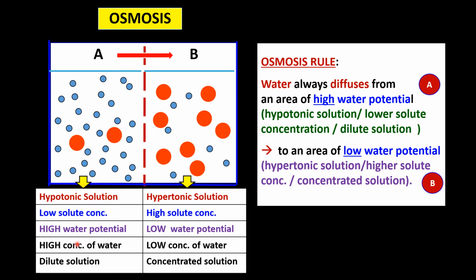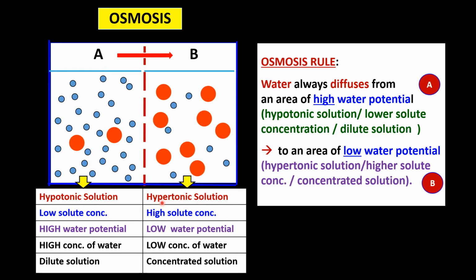Okay, so loosely, we can refer to this high water potential. You can have this idea that it has high concentration of water, the free water molecules. So because the textbook uses the words high and low water potential, we have to know this word. So a hypotonic solution has low solute concentration but high water potential. And the common way of calling it is dilute solution. It is a dilute solution relative to B. Okay, so B on the other hand is a hypertonic solution.